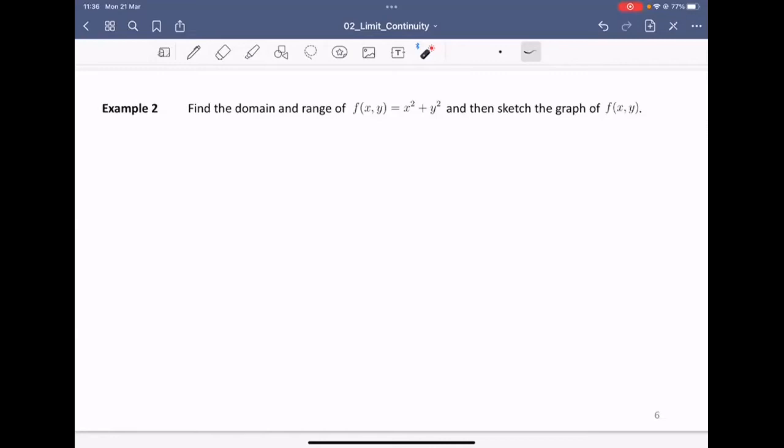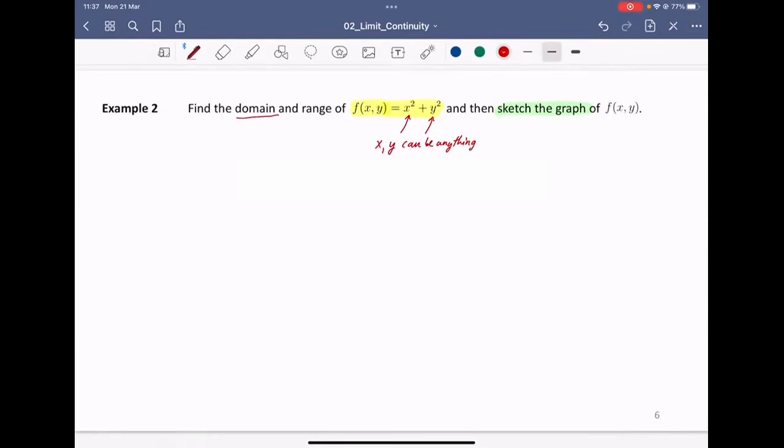So I'm going to show you how to draw f(x,y) equal to x squared plus y squared, if you want to draw it by hand. Suppose I want to sketch this by hand. What should I do? First of all, I need a domain. The domain is x and y here. It can be anything, so I can plug in anything I want.